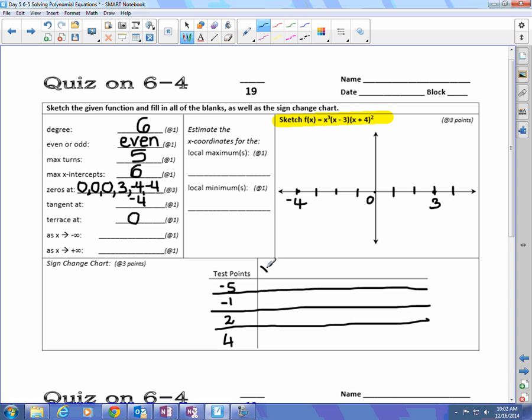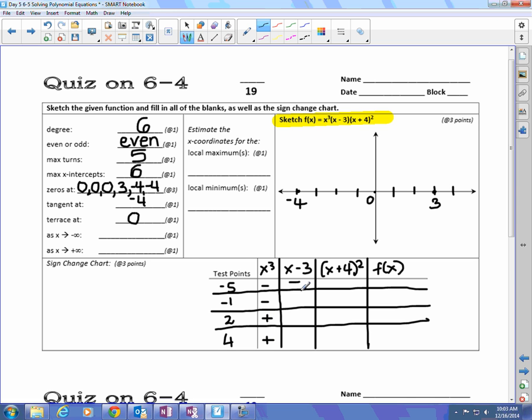Those are the test points, and then I'm going to go ahead and plug into my factors, which is x cubed, I've got x minus 3, (x plus 4) quantity squared. And then what is my final sign that I'm going to get after I calculate the signs? All you're doing is determining if it's positive or negative. If I cube a negative number, it's going to be negative. If I cube a positive number, it's going to be positive.